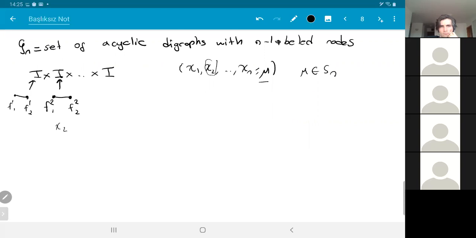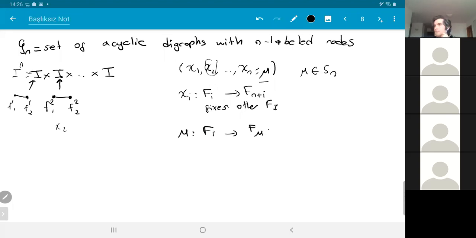Now, what does it mean when we are working with the facets of this? Say Xi sends Fi2 to F(n+1)i and fixes the other Fj. And mu sends Fi to F(mu(i)) if i is less than or equal to n, and F(n+i) to F(n+mu(i)).